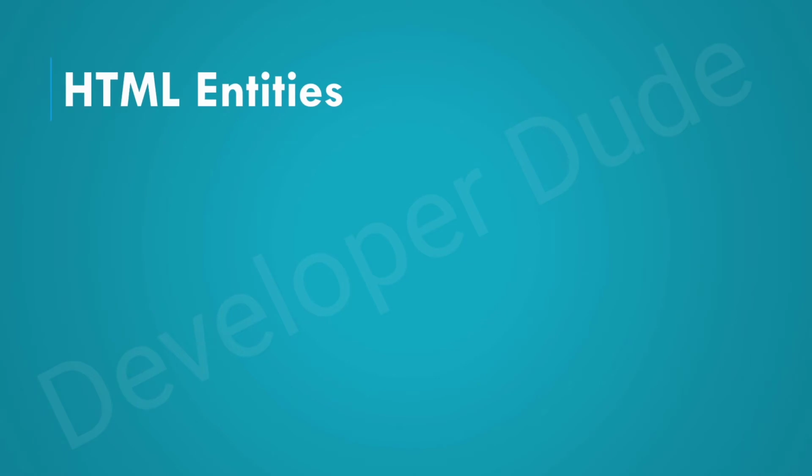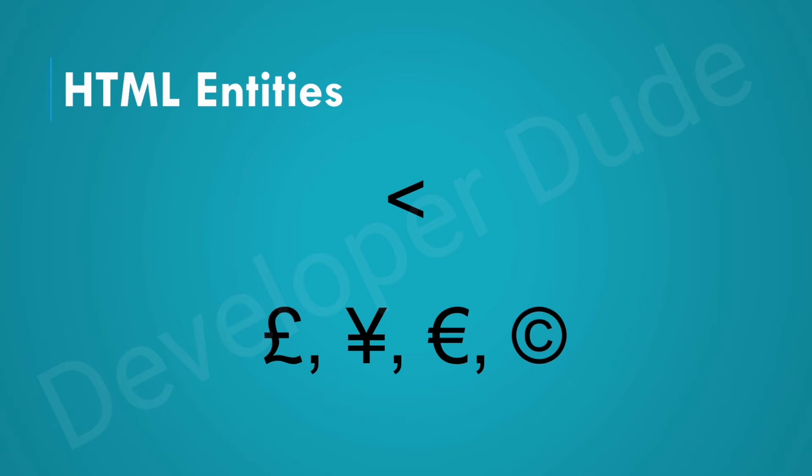For instance, greater than is reserved in the HTML language. Sometimes this character needs to be displayed on the web page, which creates ambiguity in code. Along with these are the characters which are normally not present in the basic keyboard. HTML provides some entity names and entity numbers to display these symbols.